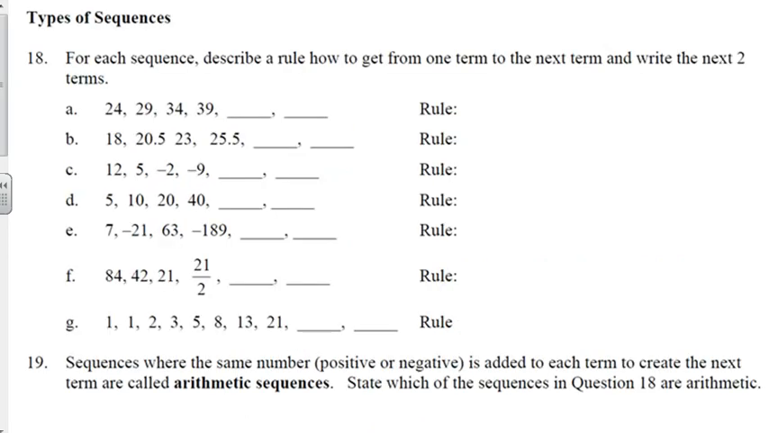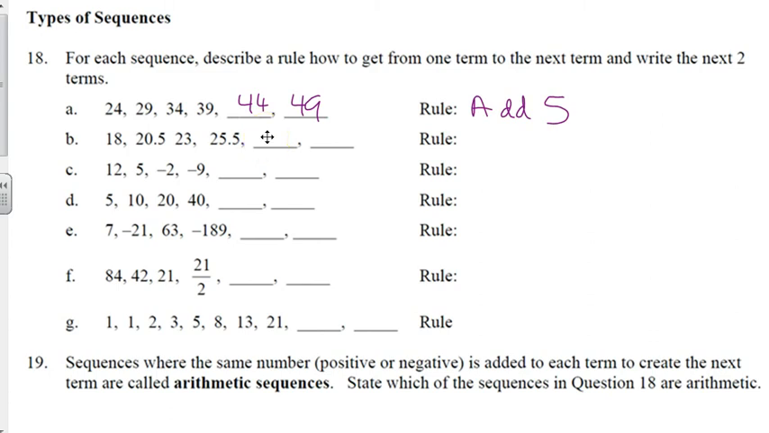Types of sequences. For each sequence, describe a rule for how to get from one term to the next term and write the next 2 terms. Actually, I think what we should probably do is write the next 2 terms first, because we can look at that and kind of figure out what the next 2 terms are, and then we'll state the rule. So 24, 29, 34, 39, what's next? 44, and what's the rule? Add 5, right? So the rule is to add 5.